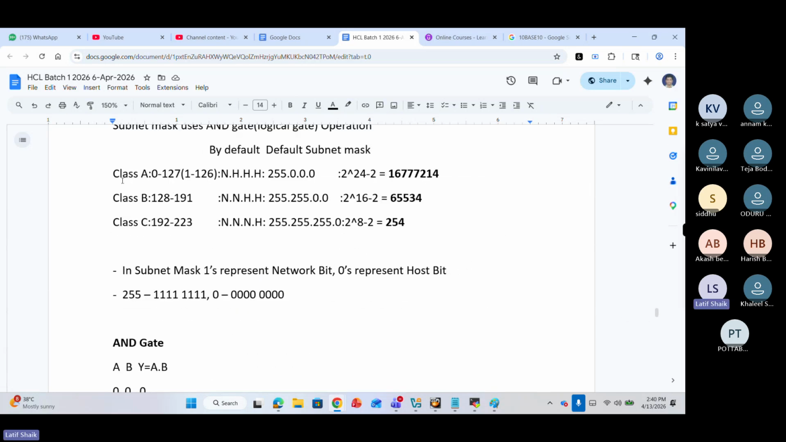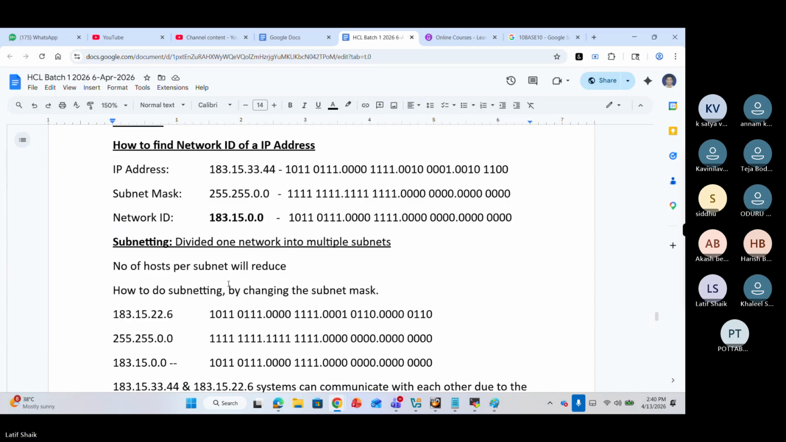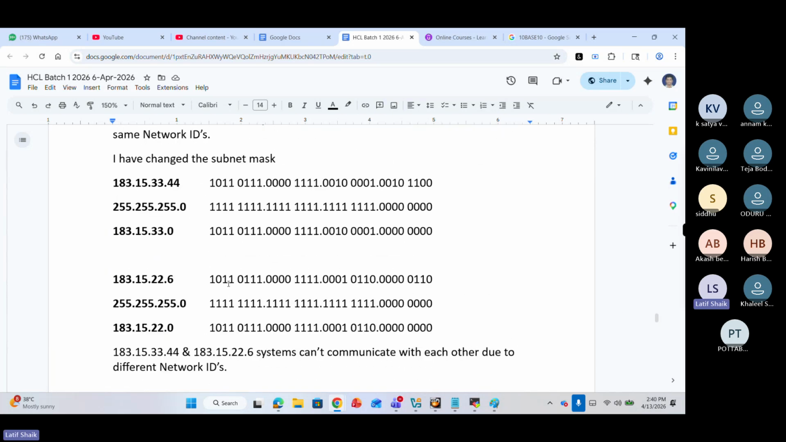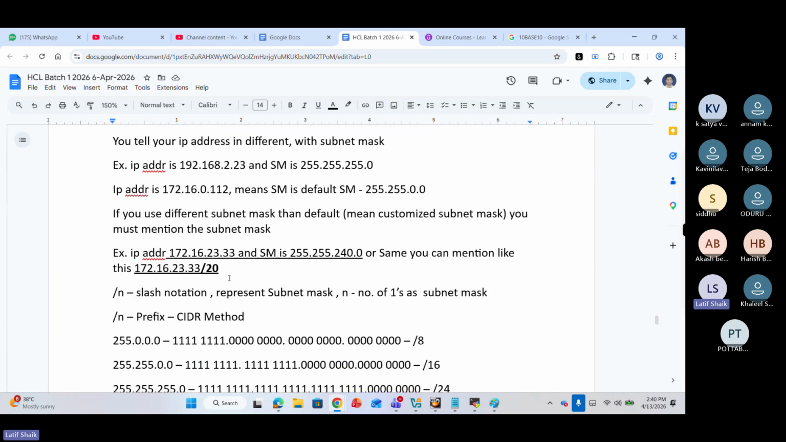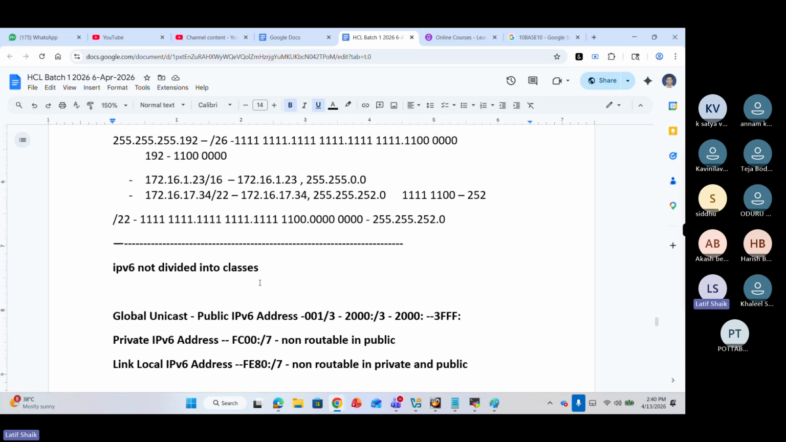Subnet mask, default subnet mask. And of course, network ranges. Each class, what is there? Network ranges, number of hosts in it. Okay. And what is a network ID? Subnetting concept also. How to represent a subnet mask in slash notation. So these are also there.